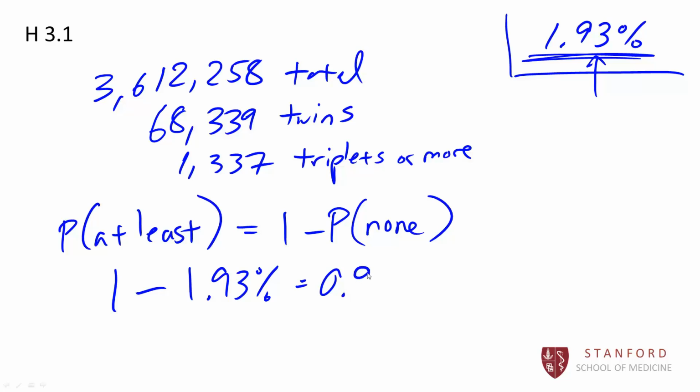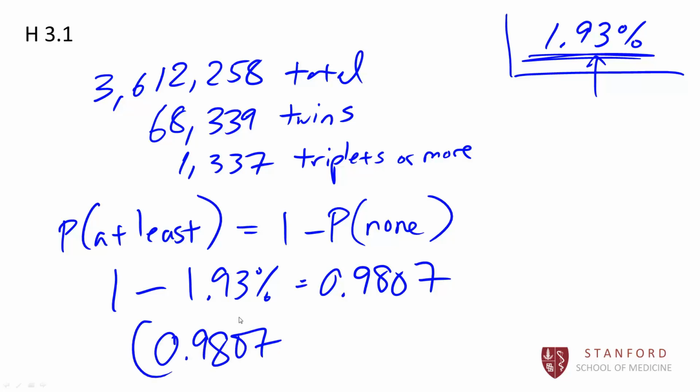Okay, so the probability of having multiples in one birth, we know from the first part of this question, is 1.93%. So therefore, the probability of having no multiples is 1 minus 1.93%, or 0.9807. Okay, and then that's going to be over 10 births. So what we want to do is raise this number to the 10, and that's going to give us 0.8229.